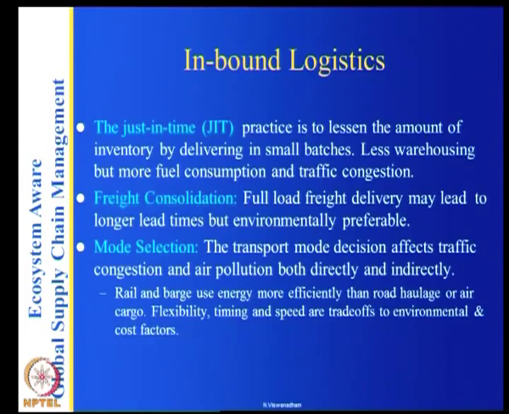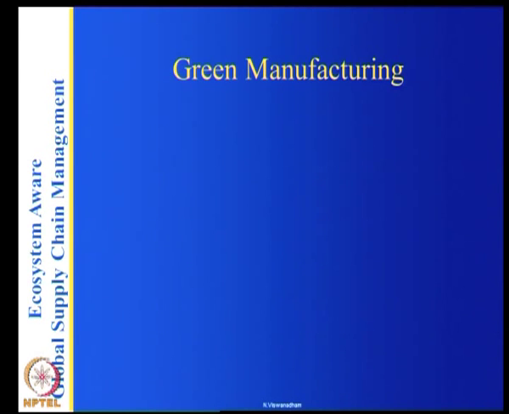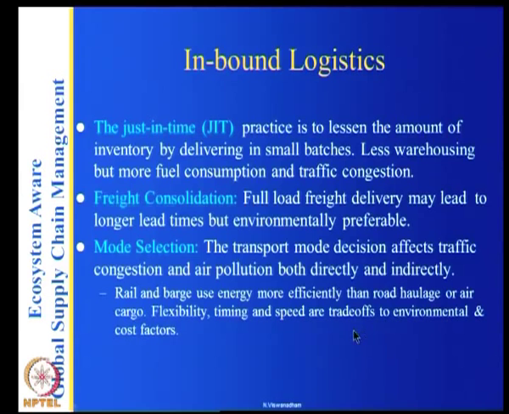The transport mode decision affects traffic congestion and air pollution, both directly and indirectly. Rail and barge are more efficient than road haulage. But of course, road haulage has more flexibility. The truck can go directly to the factory site, whereas if it is a train, you have to take it from the train station, haul it by a truck, and there is loading, unloading, and all these factors. So basically, there are the issues of timing and speed and cost and so many manual handlings and so on.